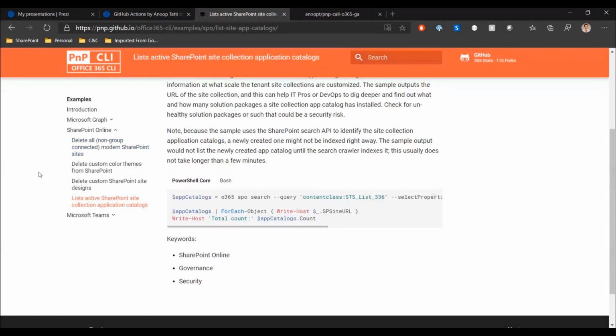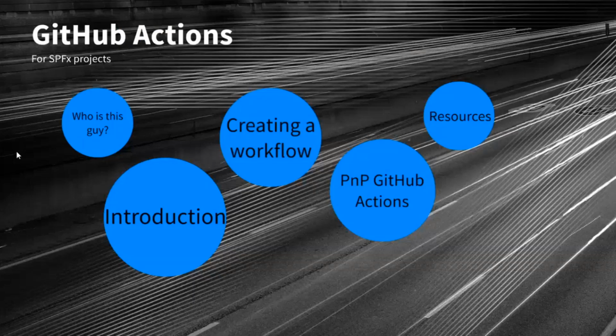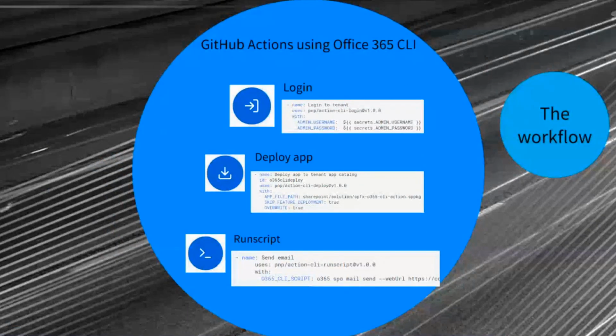And this is pretty much from my side. Now, Anoop will show how we can use the CLI in an automated pipeline and progress and move an SPFx package all the way to production. Maybe, Anoop, you can just move on.